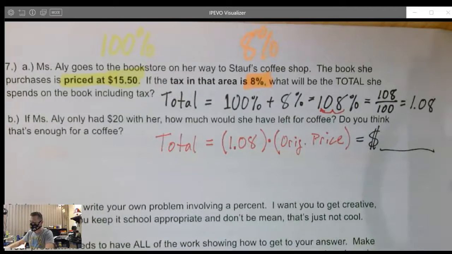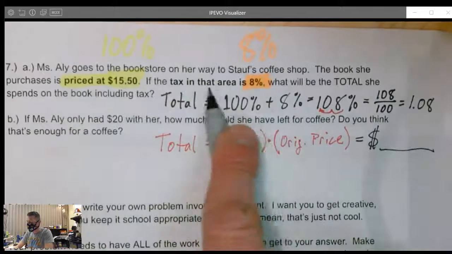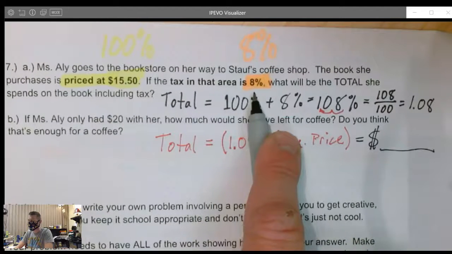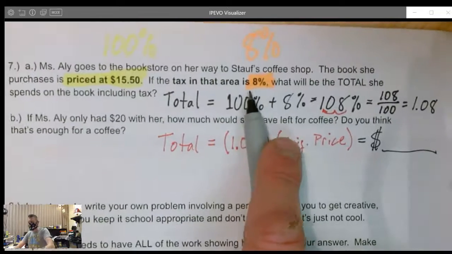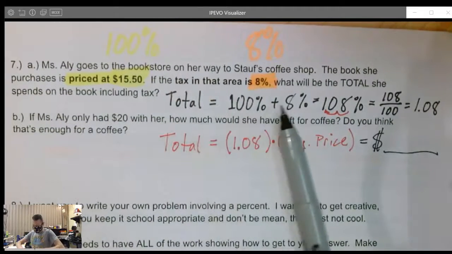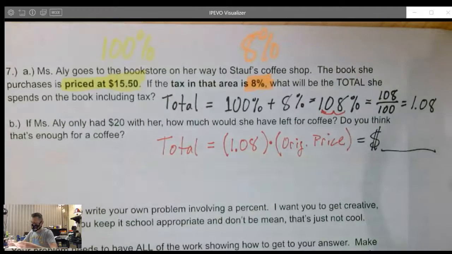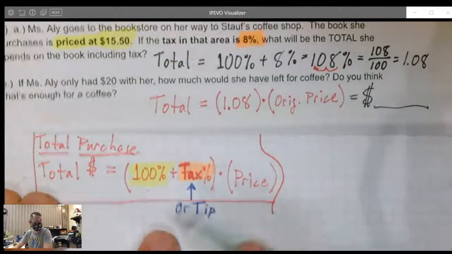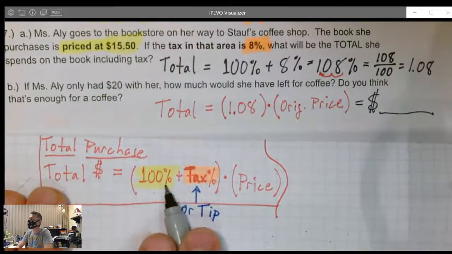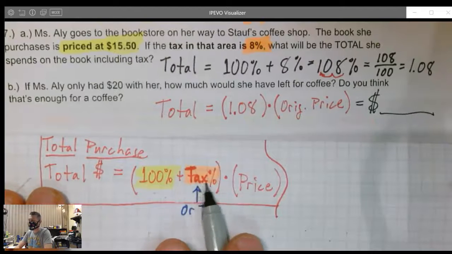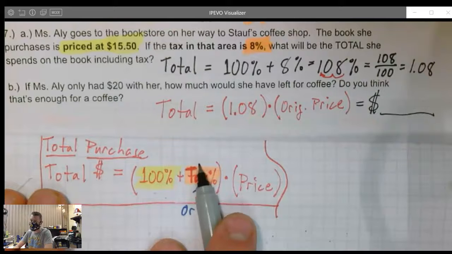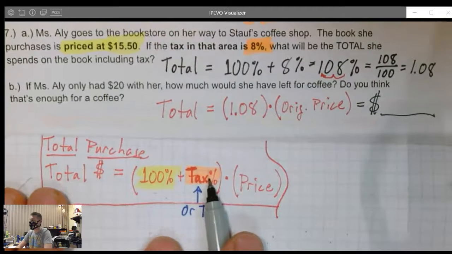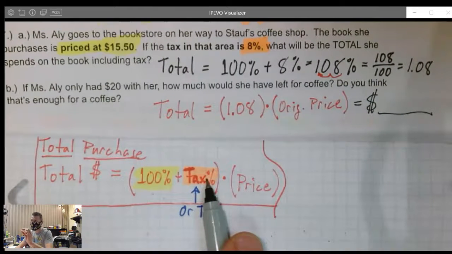So if we go up by 8%, because tax always increases, the other formula I gave you guys that can be useful here is your total purchase formula, right? If we want to calculate a total purchase, we know that what we have to pay is 100%. Well, we also have to pay tax. Tax is not an option, but it pushes us above 100%. It pushes us above the price that's on the sticker, right? We end up paying more.